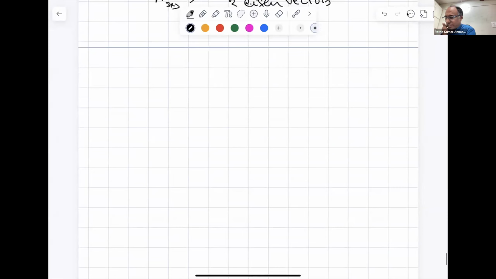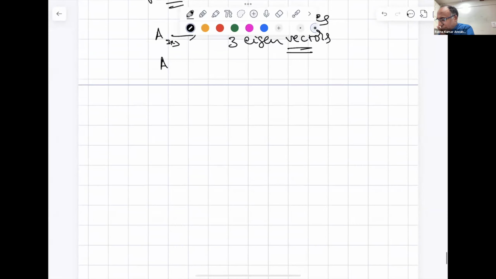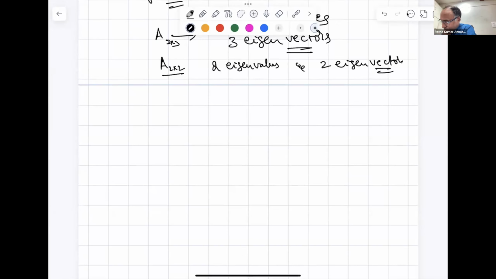Okay, so let us look at one scenario. Suppose A is 2 by 2, what happens? You will have 2 eigenvalues and 2 eigenvectors.